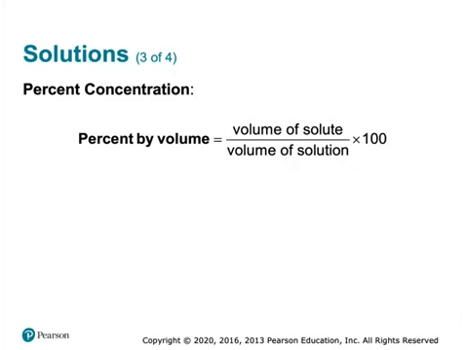And percent by volume is used very largely in alcoholic beverages. So the word proof means twice the percent by volume. So 80 proof whiskey is actually 40% alcohol.